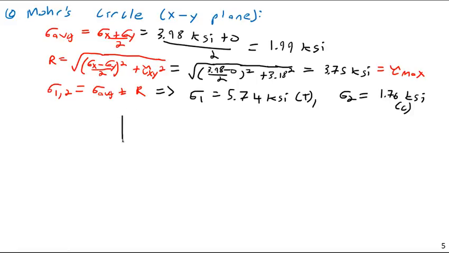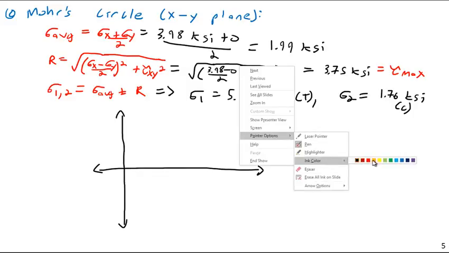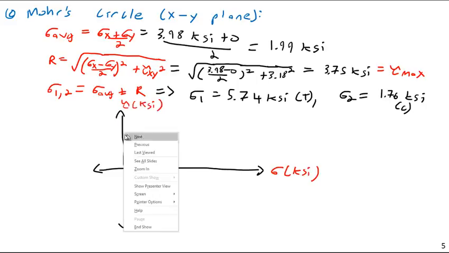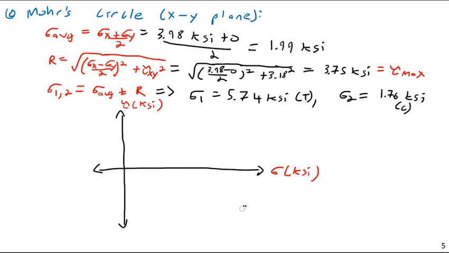So then Mohr's circle will look like this. Here, with our sigma and our tau, sigma KSI, and tau also KSI. And now let's plot the circle. So let's see here. Another potato of a Mohr circle.